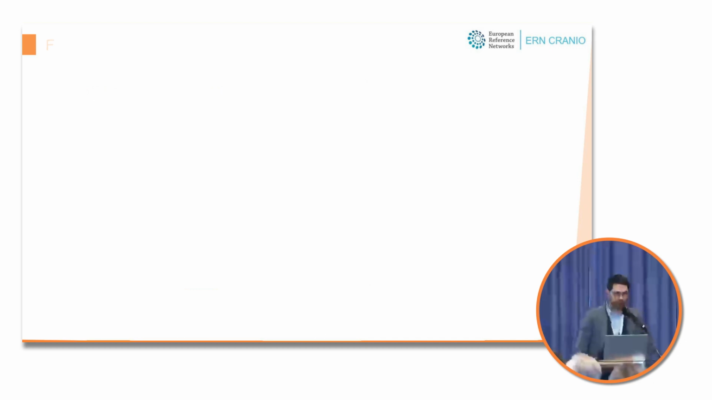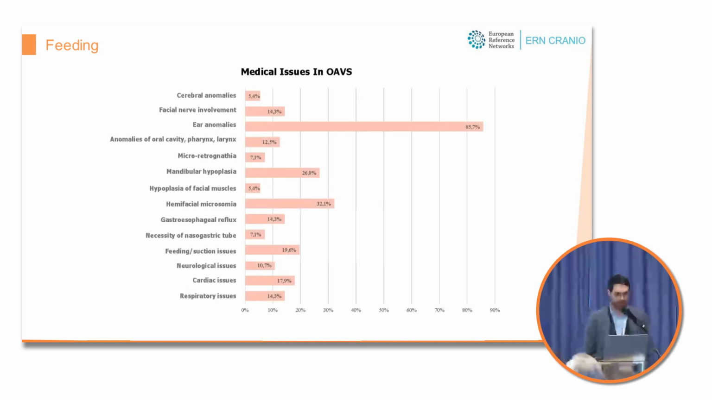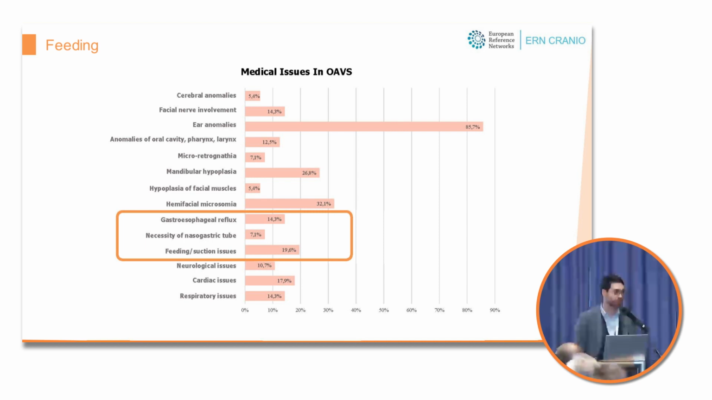While dealing with feeding, we observed in a cohort of our patients, around 200 patients, that the parents reported that their child had feeding or suction issues in 20% of them. So this may be underestimated in our clinical evaluation, but for parents it is quite important, this issue during the childhood and the development of him or her.